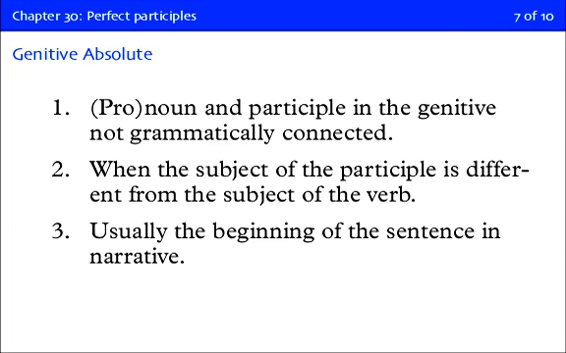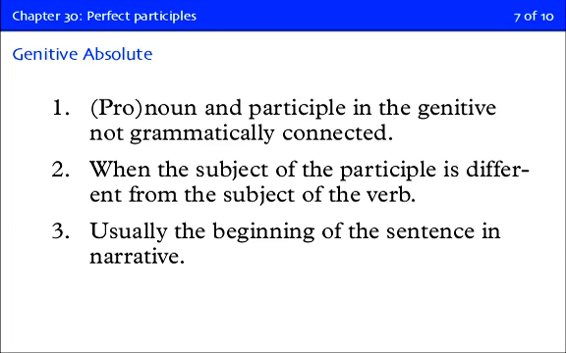Now, you don't have to have the noun or a pronoun. Every once in a while, we'll have a genitive absolute that's nothing but the participle. But normally, there's a noun or a pronoun with it. So a genitive absolute is when you have a noun or a pronoun and a participle in the genitive, and they're not grammatically connected to the rest of the sentence.